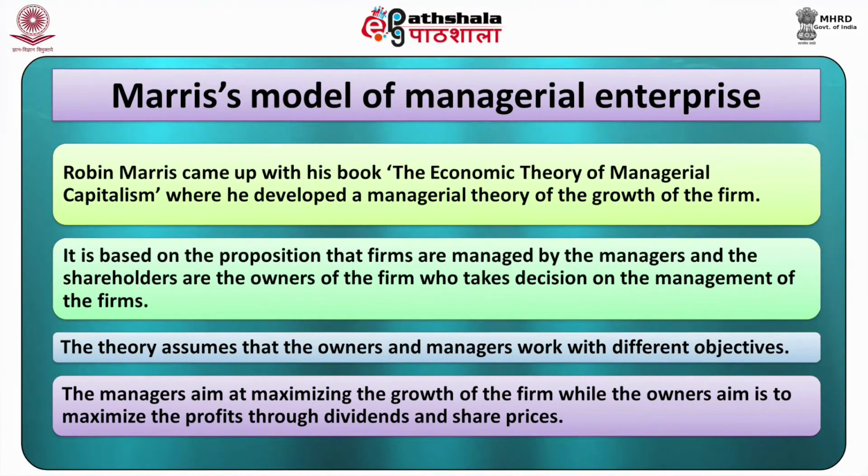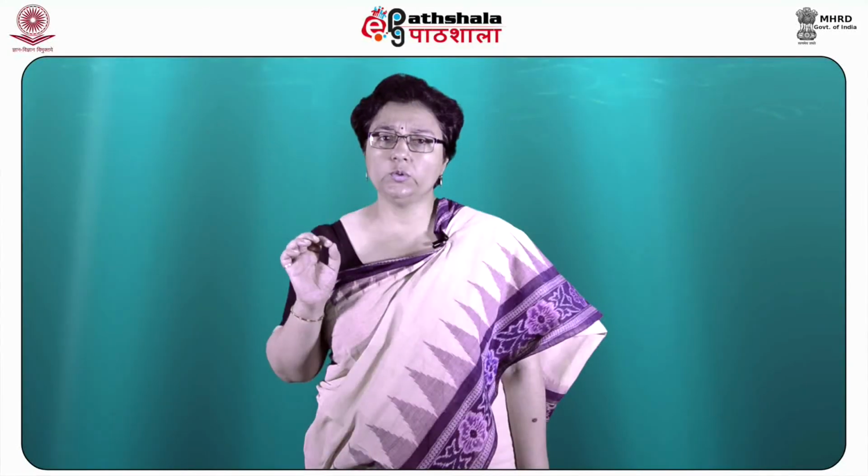The theory assumes that the owners and managers work with different objectives. The managers aim at maximizing the growth of the firm, while the owners' aim is to maximize the profits through dividends and share prices. The owners, by purchasing a share or the ownership rights in the firm, have the right to receive future dividend payment.